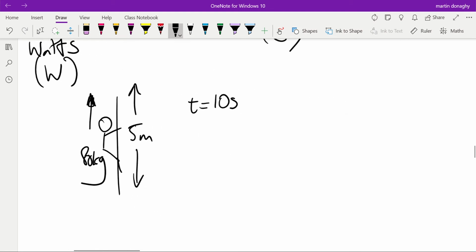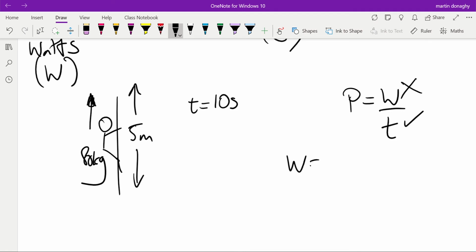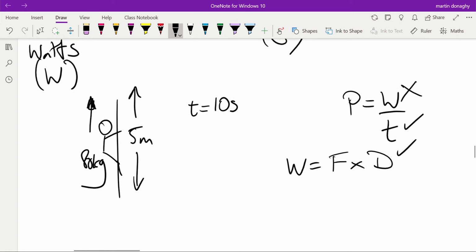Now, if I was asked this in an exam, I would think power equals work done divided by time. Do I know the time? Yep. Do I know the work done? No. But can I work it out? Well, our equation for work done is that it is force times distance. Do I have a distance? Yep, 5 meters. Do I have a force? No, because 80 kilograms isn't a force. Can I work out the force needed to lift an 80-kilogram man up a rope? Yep. Because it's a weight, which is mass times gravity.